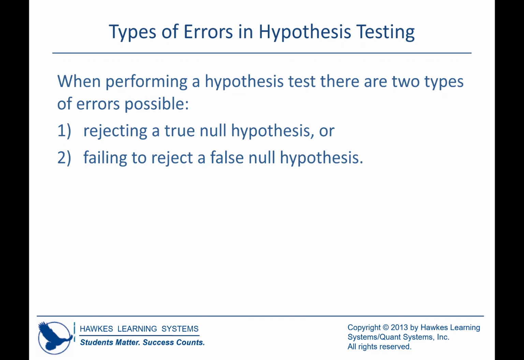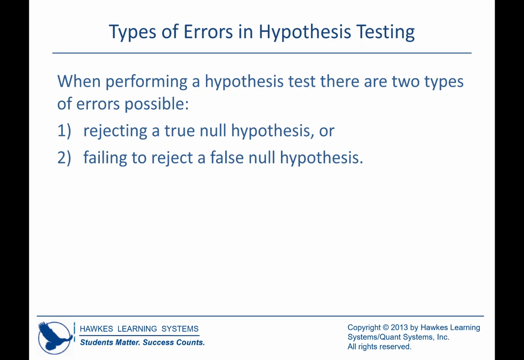Okay? So the first thing that can go wrong is that our null hypothesis is really true in reality, but based on the data we collect and how we go through the hypothesis testing procedure, we end up rejecting the null hypothesis anyway. So that's not what we want to happen, right? If the null hypothesis is true, we don't want to reject it. So when we reject a true null hypothesis, that's an error.